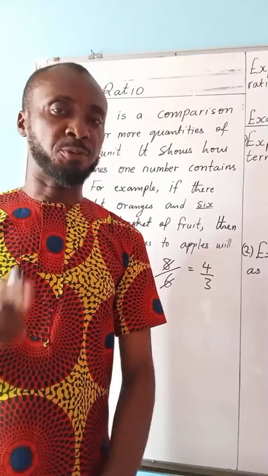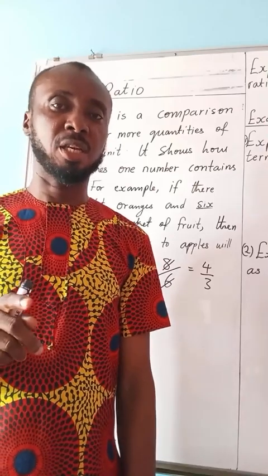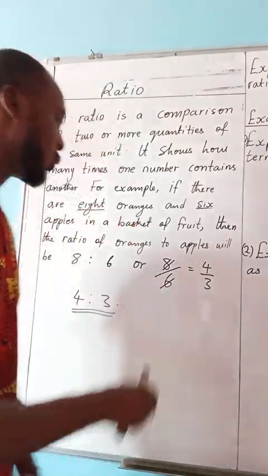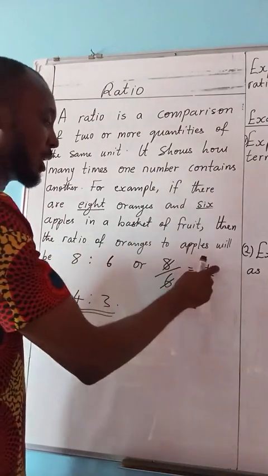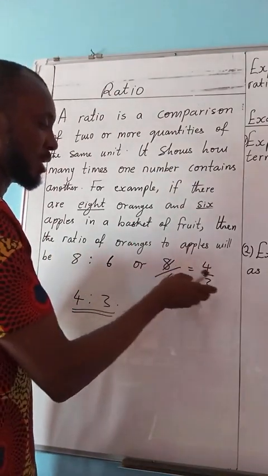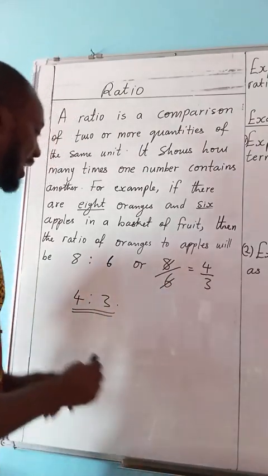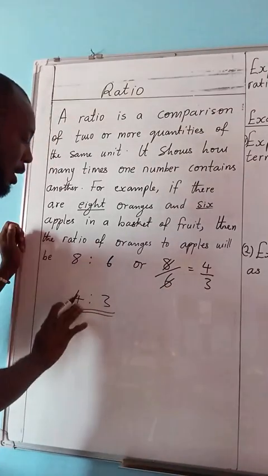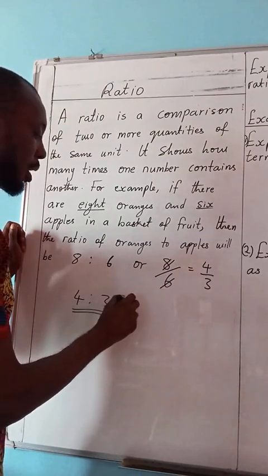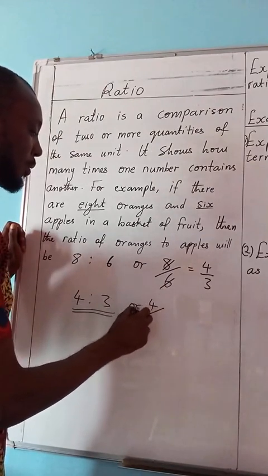We have the factor of 8 and 6, which is 2. So you use 2 to divide 8 to get 4. You use 2 to divide 6 to get 3. Now, you can arrange it this way: 4 is to the ratio of 3, or 4 over 3.